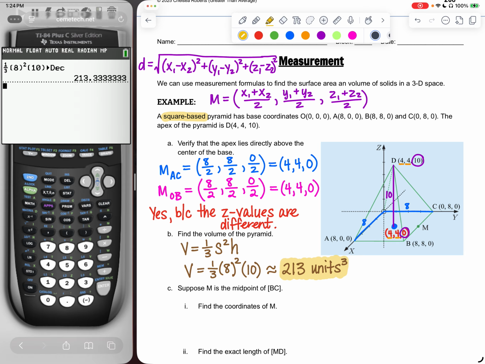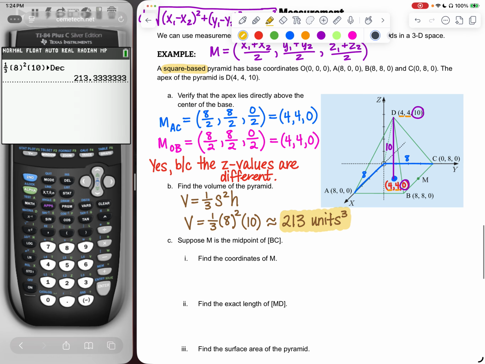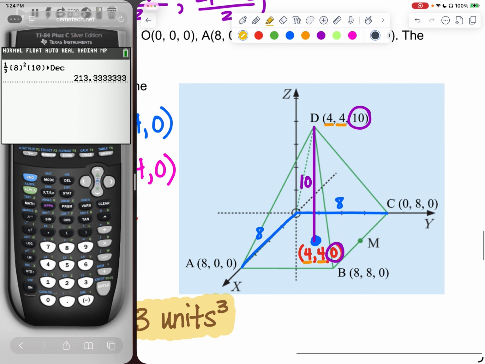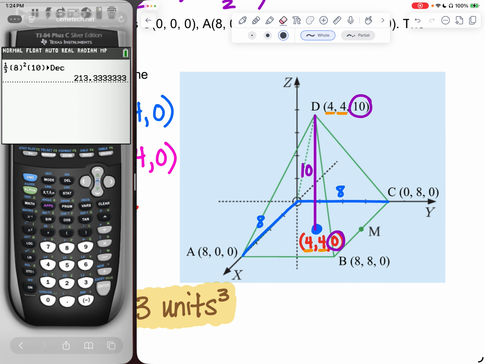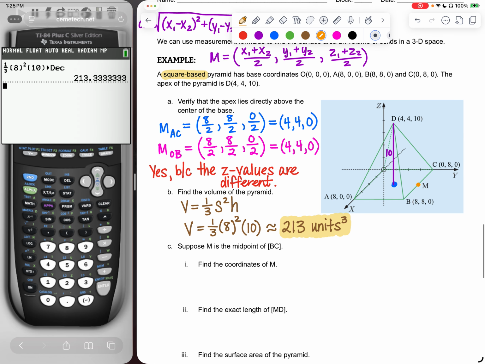So the next part that I need to do is look at part C. Part C says, suppose M is the midpoint of BC. Okay, M is the midpoint of BC. Find the coordinates of M. So it's telling you that M is the midpoint. I'm going to erase a lot of this stuff here because I don't necessarily need it right now. So if I say that M is the midpoint of BC, I am referring to this point here. And because it's the midpoint between B and C, it is halfway in between.